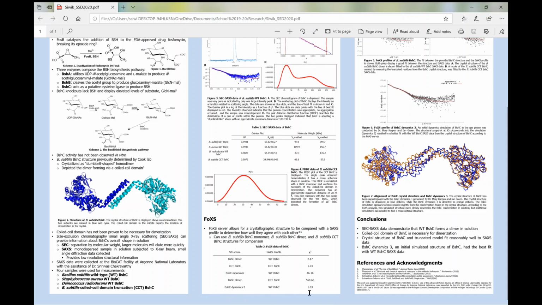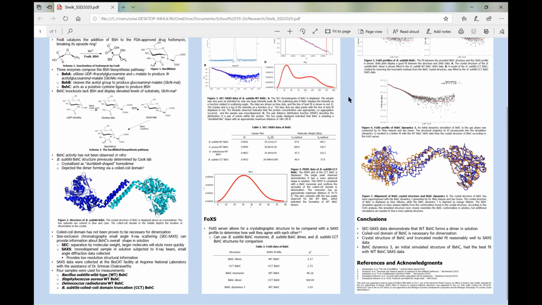Now that brings us to this last row down here. BshC Dynamics 3 refers to an initial dynamic simulation of BshC done by Dr. Mary Carpin and Ian Green. This simulation was done in the gas phase, and Dynamics 3 is the structural snapshot at 45 picoseconds into the simulation. When this particular structure was compared with the scattering data of the wild type BshC, we actually saw an even lower chi-squared value than the crystal structure. That is what's displayed over here: this structure at 45 picoseconds into the simulation fitted to the wild type BshC scattering data.